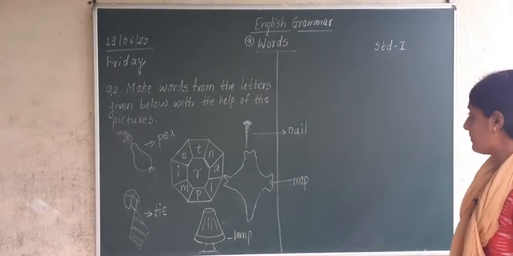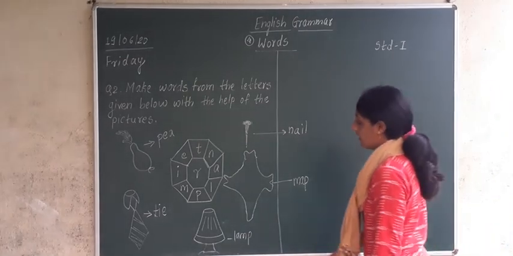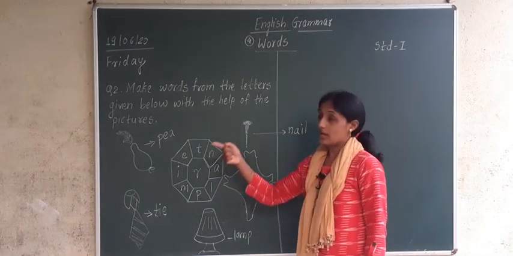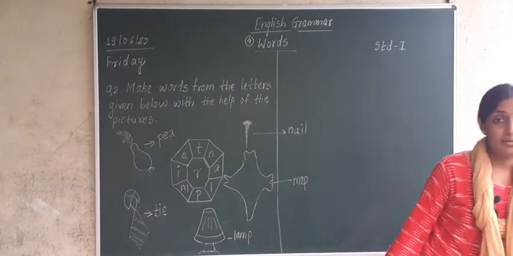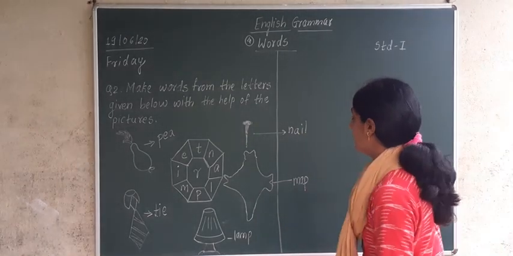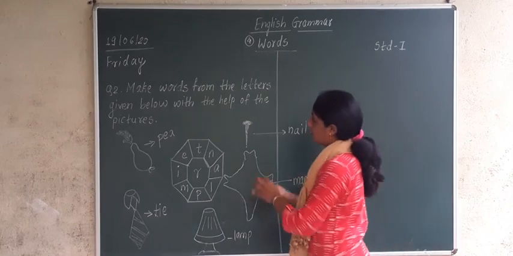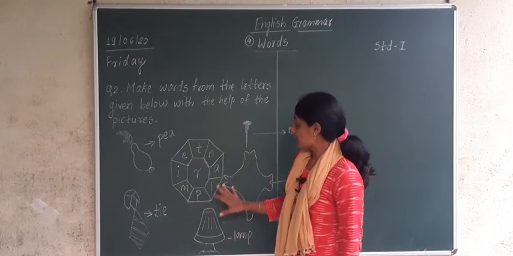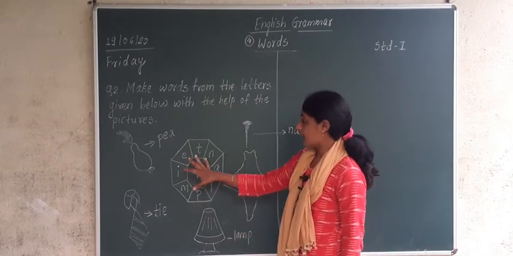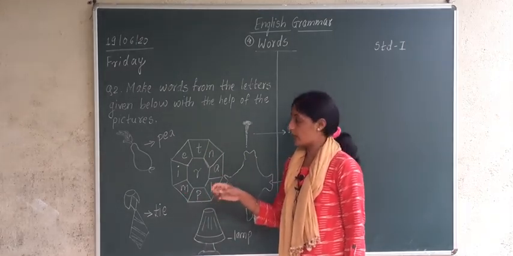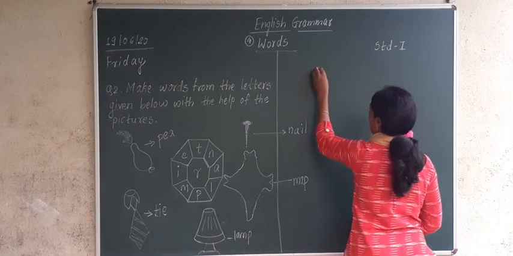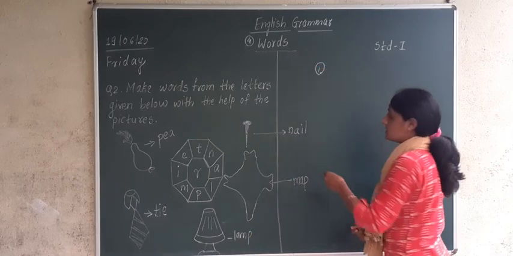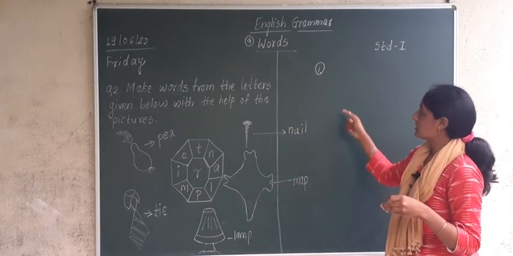In this way, some pictures I have drawn for you, and we are going to make some other words now. Leave off pictures. Now without pictures, can we make some words? Let us see. Every time drawing a picture is not possible on the board, so there are some letters in front of you, and with the help of these letters we are going to make some new words. We will make at least 6 to 7 words.